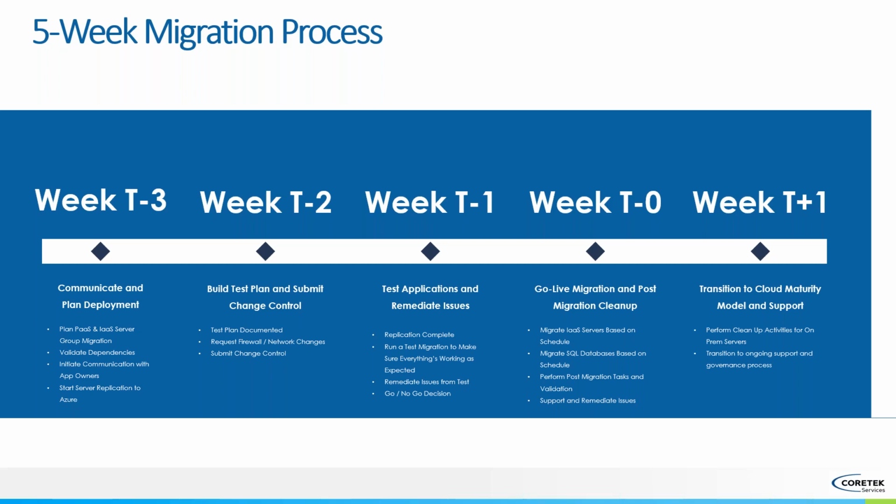But really what it boils down to is T-3 is about communication and planning the deployment. T-2 is about building test plans and submitting any sort of change controls that's required. T-1 is actually testing your applications in Azure, so you can do failover testing in an isolated environment for test purposes only. And then T-0 is where you actually do the migration and any sort of post cleanup, and T+1 is, of course, post-migration support plus transitioning to your operational support side of things.